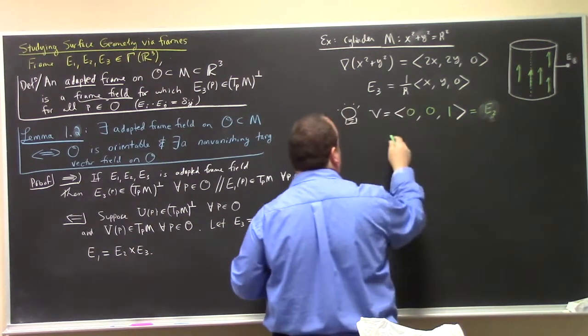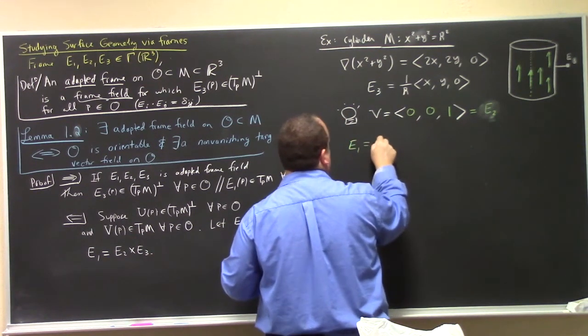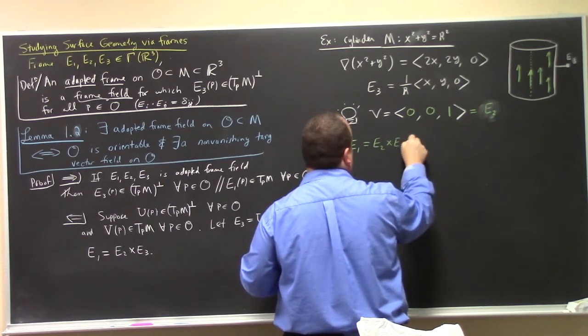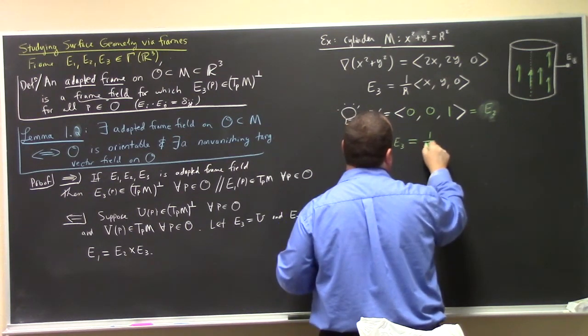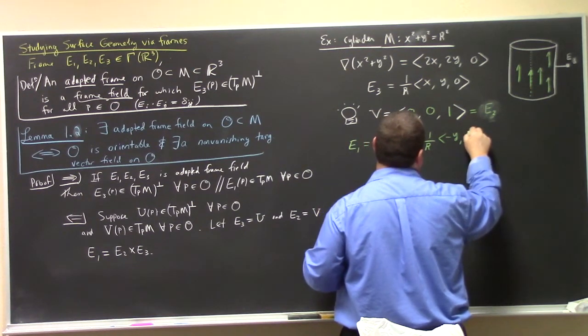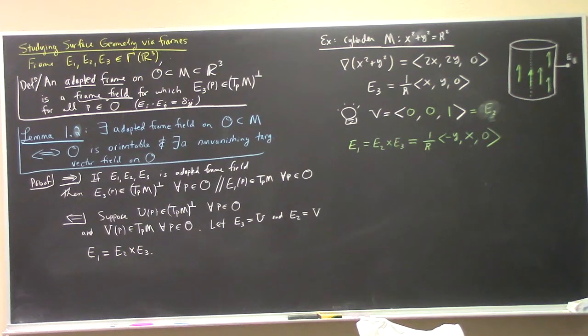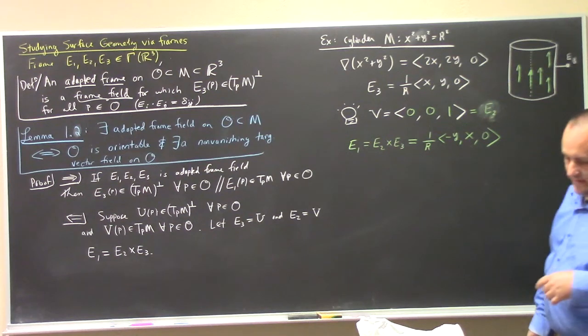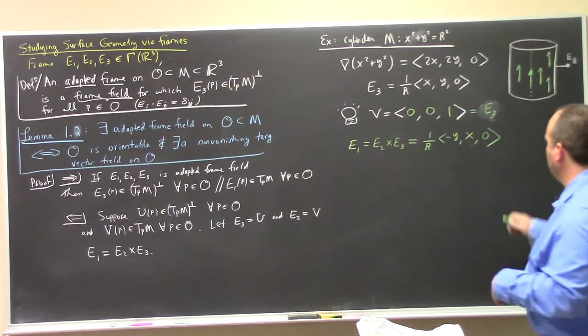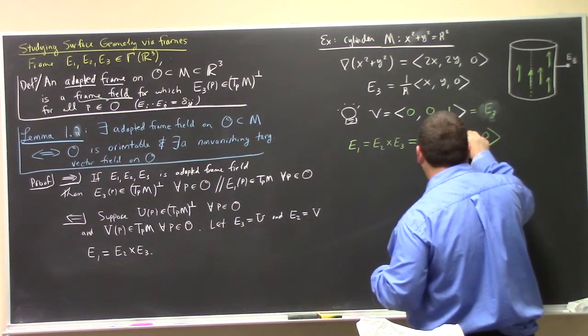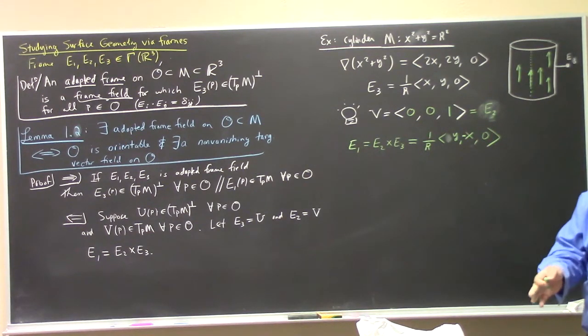And then how about what's E1 equal to then? Remember, it's supposed to be E2 cross E3, which in this case is going to be 1 over R, minus Y, X, I think, 0. Certainly that dot product's to be 0, and I think that's the right one. Let me think about this. E2 cross... Do I got minus? It says Y minus X. Yeah, I was just coming to that. I was working out the cross product in my head, and I agree. That's the only downside of checking dot products, right? You can be off by a sign.